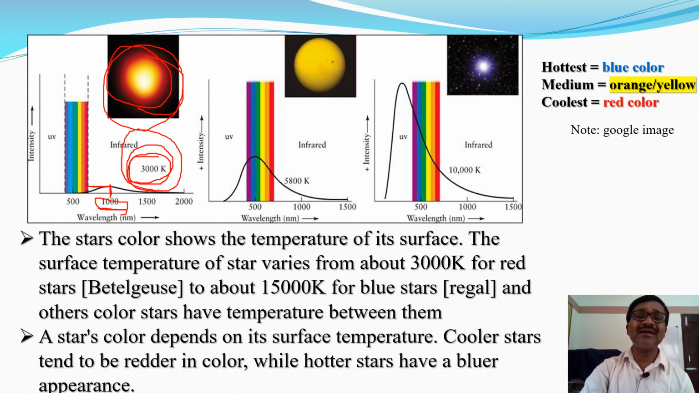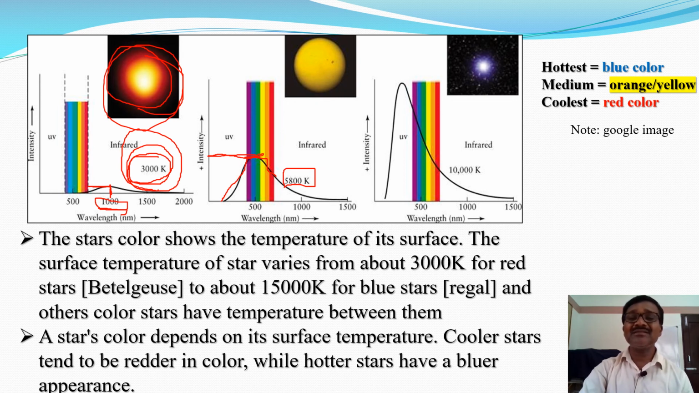Again, we consider another star, of yellow color. The most intense radiation reaching the earth's surface is around the visible light. Therefore, the temperature of this star is 5800 Kelvin.